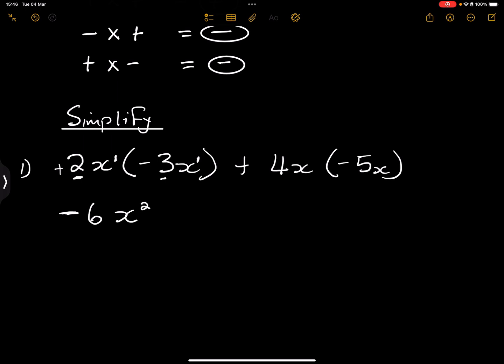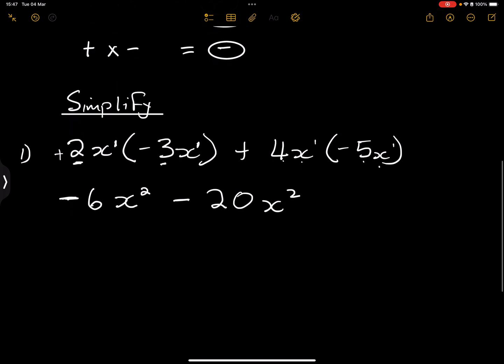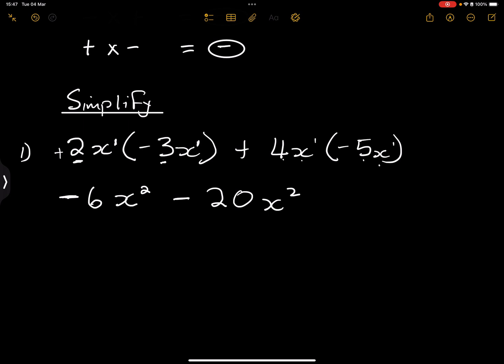Then I am now going to take on the next one. This is plus, so we've got 4 multiplied by negative 5. That will give me a negative 20. Again, x multiplied by x will give me x squared. Once again, I am adding the exponents, so my bases are the same. Now we've got like terms.